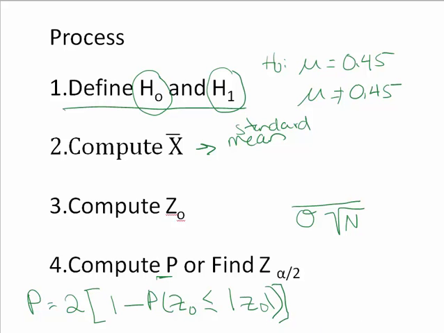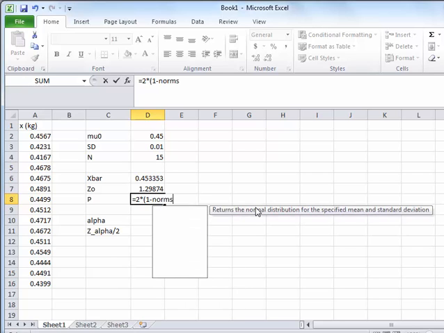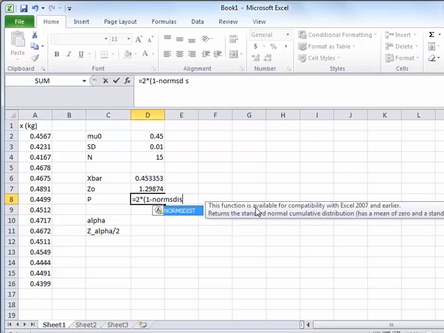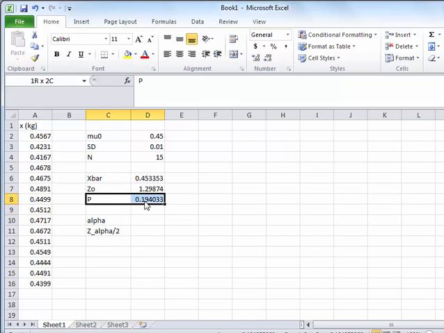So let's compute that in Excel. To calculate the probability, again, it's 2 times 1 minus the probability, and in this case we're going to use the NORM.S.DIST, because again we're using a z-value, so our standardized value, times the ABS of our z-naught, parentheses in, and we get a p-value of 0.019.